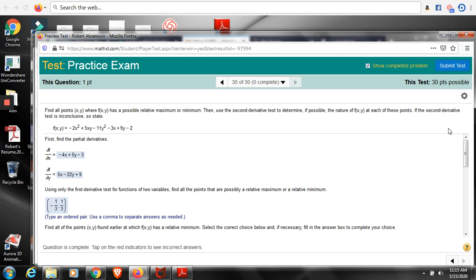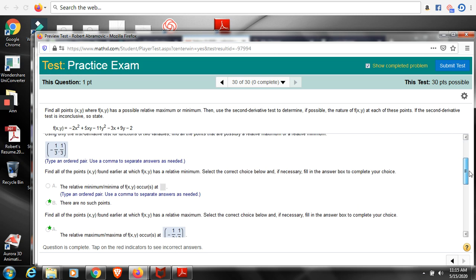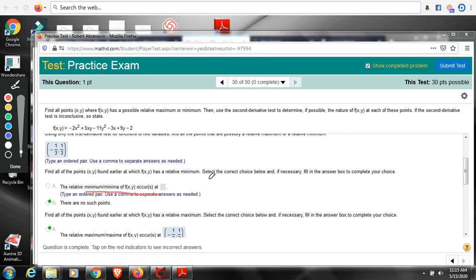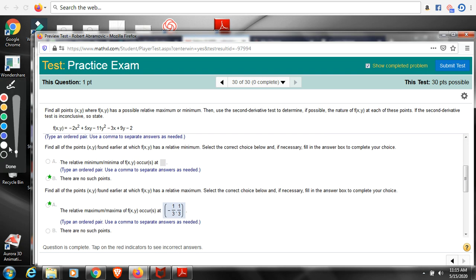So they ask you in the next question, find all points x, y found earlier at which the function has a relative min. Select the correct choice below, and if necessary, fill in the box to complete your choice. Well, there's no minimum. There's only a local maximum at this point, negative 1/3, 1/3. The relative maximum does occur at negative 1/3, 1/3.